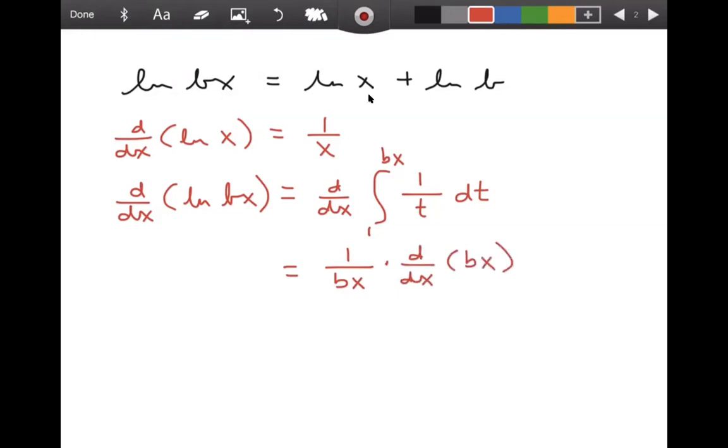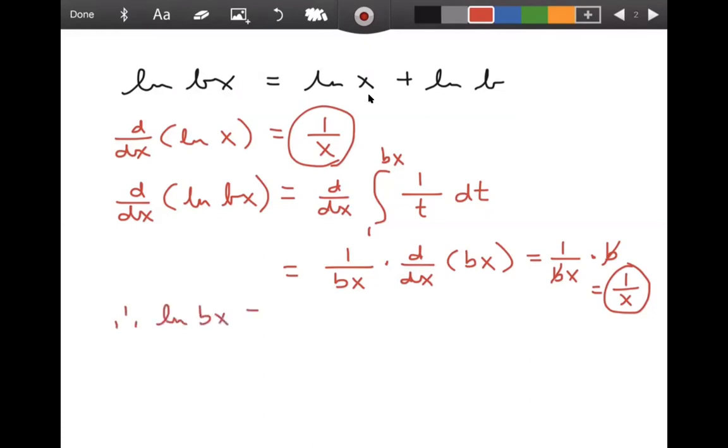All right, and of course, b is a constant. So what is the derivative of bx? It's just b, isn't it? Look what happens. We have 1 over bx times b. The derivative of natural log bx is 1 over x, just like the derivative of natural log x is 1 over x. These two functions, natural log bx and natural log x, differ by a constant. So I can say, therefore, natural log bx is equal to natural log x plus some constant.